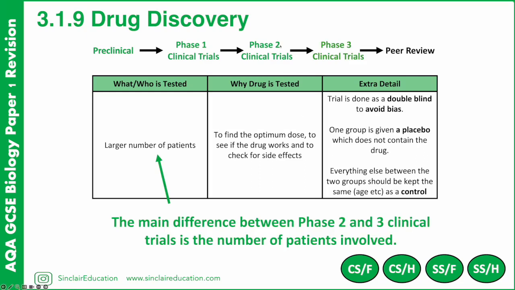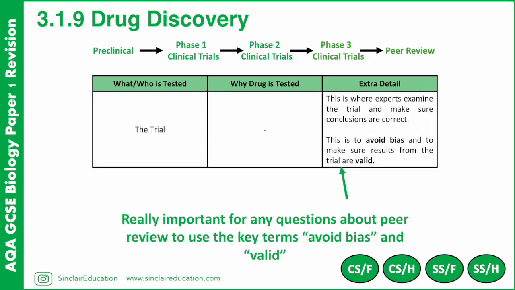We then move on to phase 3, and the only difference here is it's now in a larger number of patients, but we're still looking for dosage, efficacy, and side effects. Once that's done, we then move on to peer review, and this is where the trial itself is tested. Now, it's a really common 2-mark question to ask why we do this. 2 key phrases to use is to avoid bias and to make sure the results are valid. So avoiding these false claims that could be made.